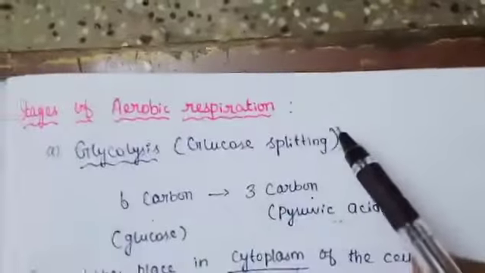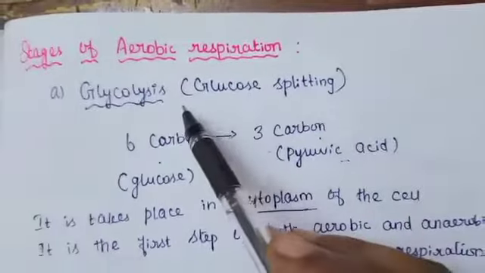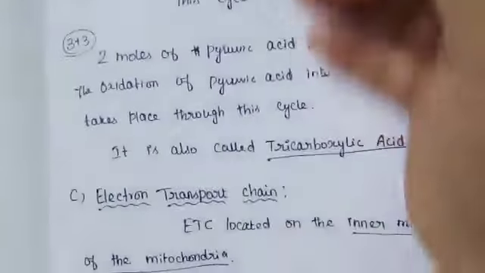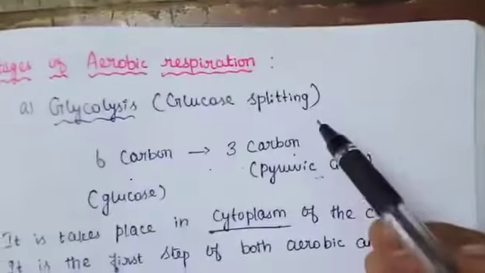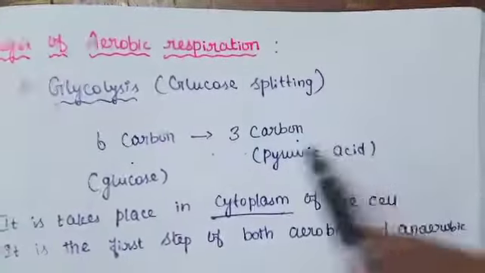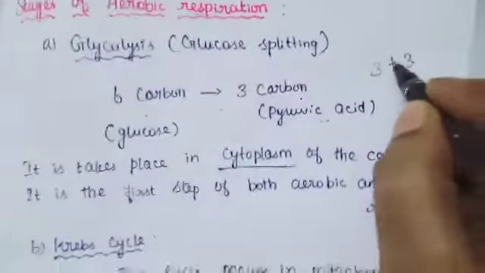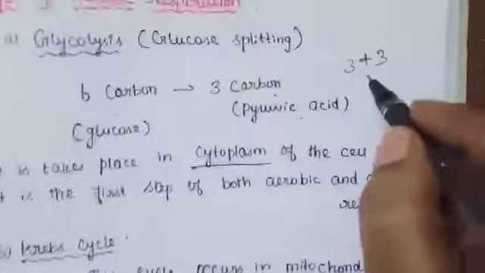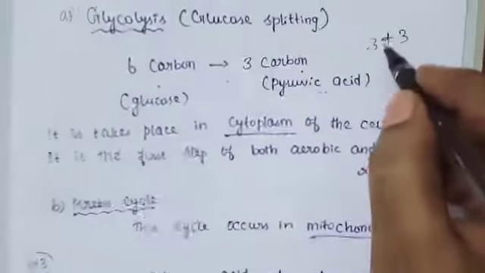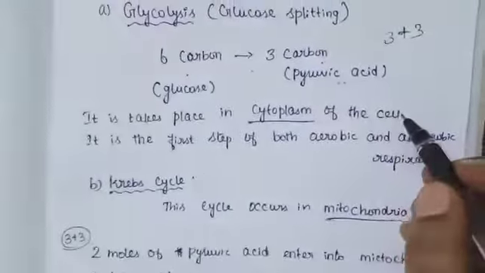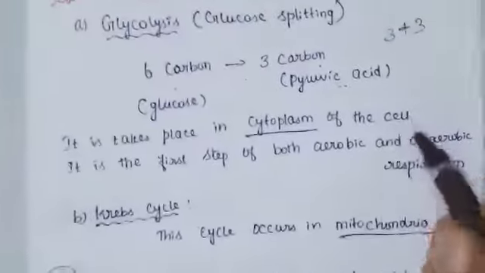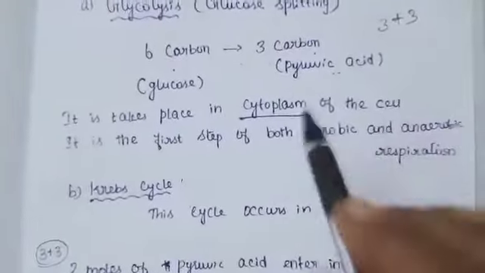Next, stages of aerobic respiration. There are three stages of aerobic respiration: glycolysis, Krebs cycle, and electron transport chain. First one, glycolysis. Glucose splitting. Glucose has 6 carbons. These 6 carbons split into 3 plus 3, pyruvic acid. So pyruvic acid is 3 carbon. It takes place in the cytoplasm of the cells, and it is the first step of both aerobic and anaerobic respiration.